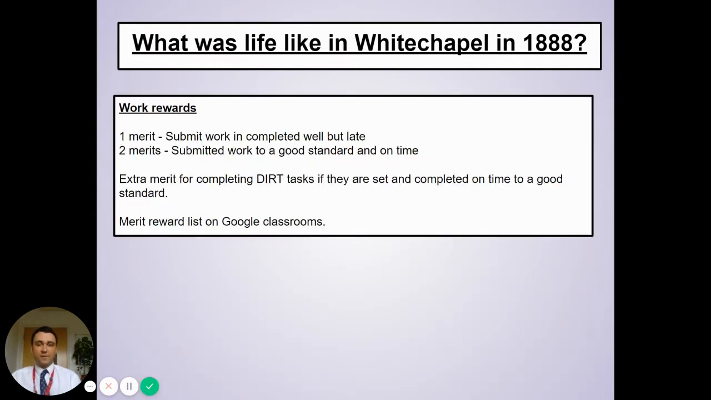Before we go on, I just want to say thank you for the hard work you produced last week, and I want you to know your work is going to be rewarded. So moving forward, this is what we're going to do. If you submit work that's to a good standard, but it's late for whatever reason, we'll give you a merit. If you submit work to a good standard, and it's done on time, it meets the deadline, we'll give you 2 merits. And we'll give you an extra merit for completing DIRT tasks if they are set. You might have received some last week and completed again to a good standard when your teacher asks. Essentially, we're just keeping the merit system. We can add these totals to the back of your book when we come back to school, and the merit reward list will be in Google Classroom so you can see what you can cash those merits in for.